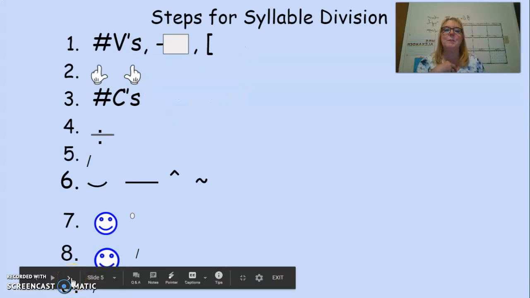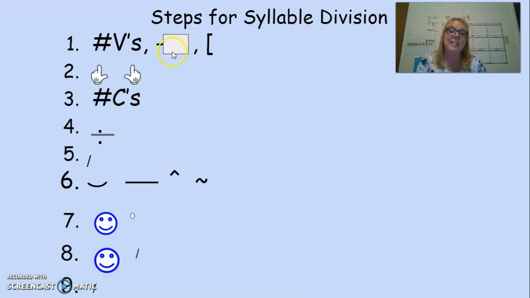Let's review the steps for syllable division. The first thing that we did was we counted the vowels. We looked to see if we had any suffixes or final stable syllables. The next thing, we put our fingers under the vowels. And then number 3, we count those consonants. The next step, we divide. We divided between those two consonants. In the next step, we accented.